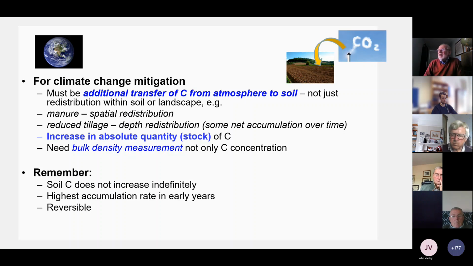And zero tillage is a little bit like that. Zero tillage, I think, does have a positive effect on climate change.